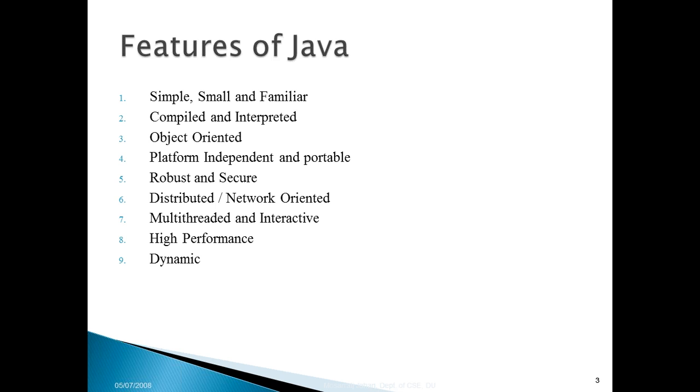And the third thing is object oriented. As I said to you, Java is purely object oriented. Everything and anything in Java is in the form of an object. Through objects themselves we can easily get the results. Hence it is a purely object oriented language.